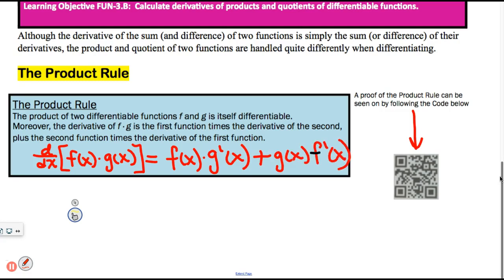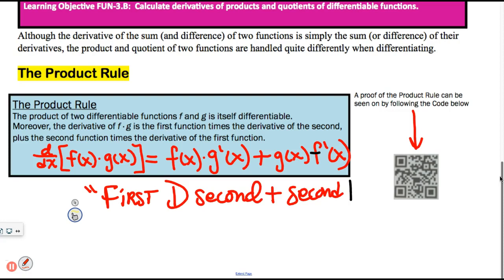And what I'll find myself saying a lot is this, because it rolls off the tongue nicely: first d second plus second d first.